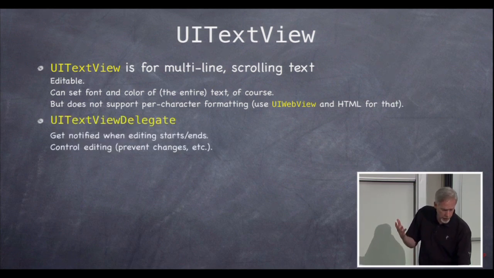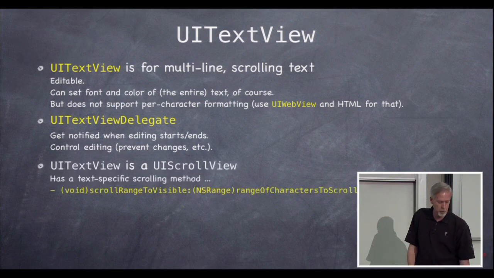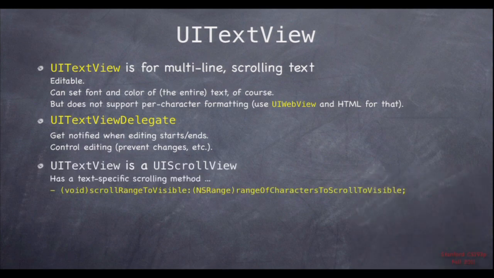The UI text view delegate is similar to the text field. You get notified when editing starts and ends and stuff changes. You can react to that. There's also a special scroll view method. A text view is a scroll view, and it adds this method, scroll range to visible, where you specify an NSRange of the characters, and it'll scroll them to visible, that kind of thing. So, UI text view, rarely used.